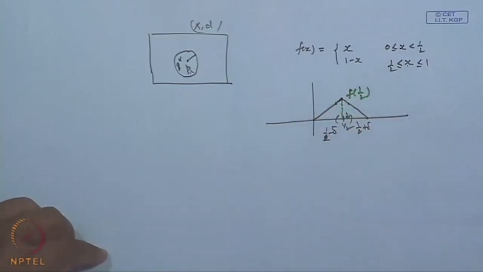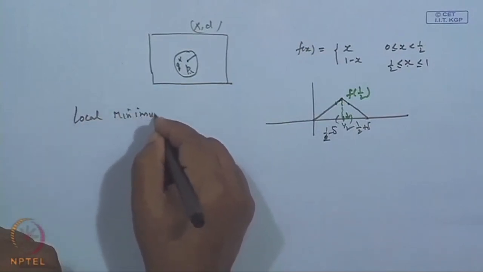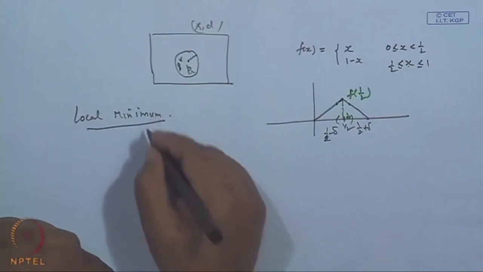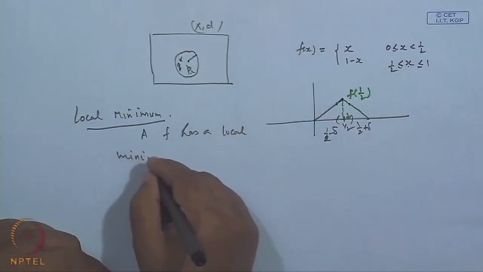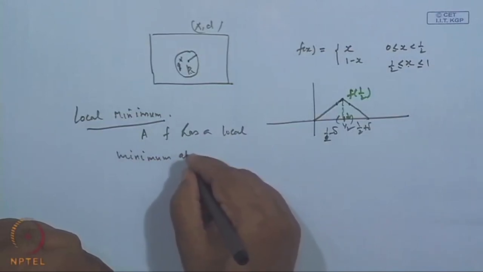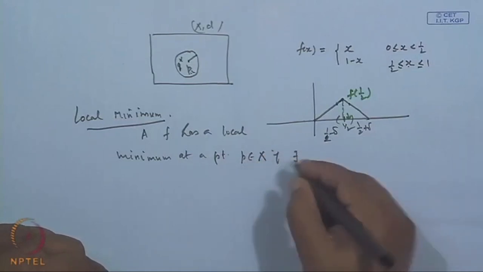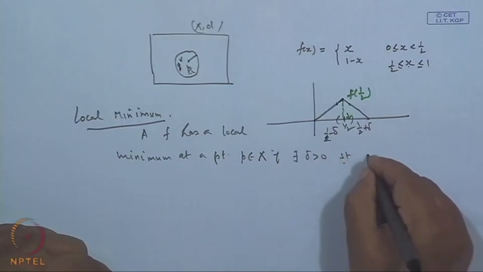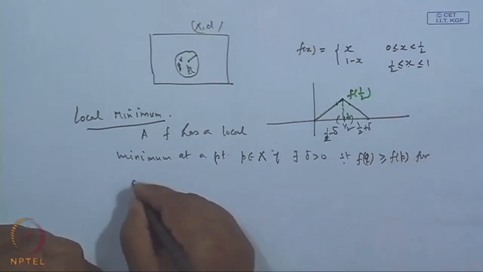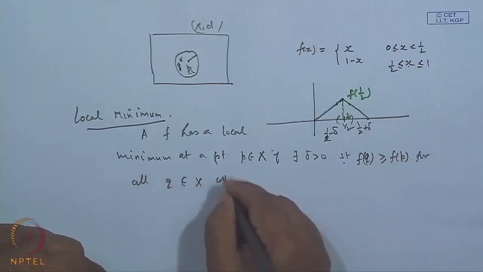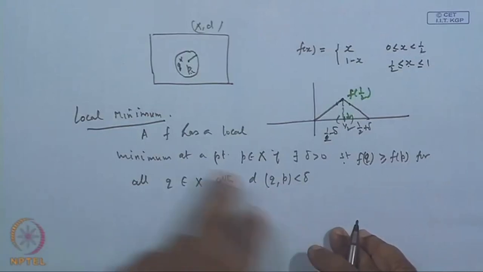The same definition continues for a local minima. We say a function f has a local minima at a point p belongs to X if there exists a delta greater than 0 such that f(q) is greater than or equal to f(p) for all q belongs to X with the condition that the distance of q and p is less than delta. So this is the local minima at this point.